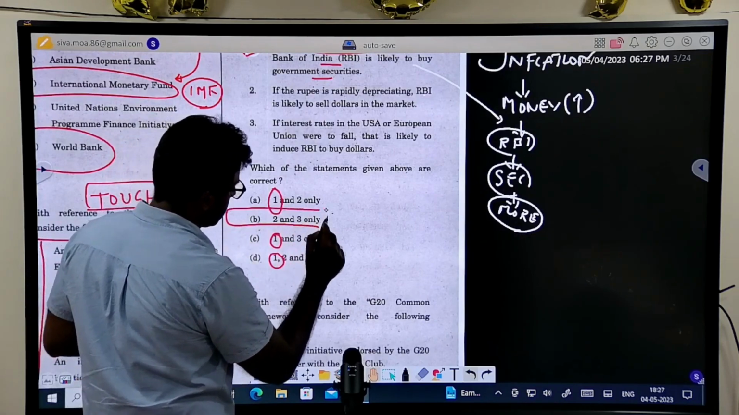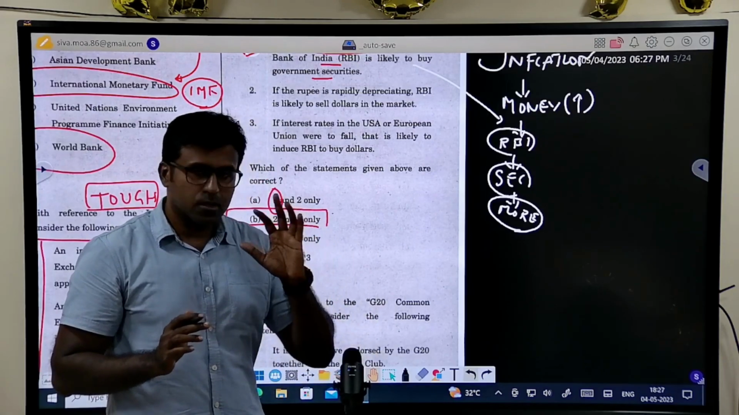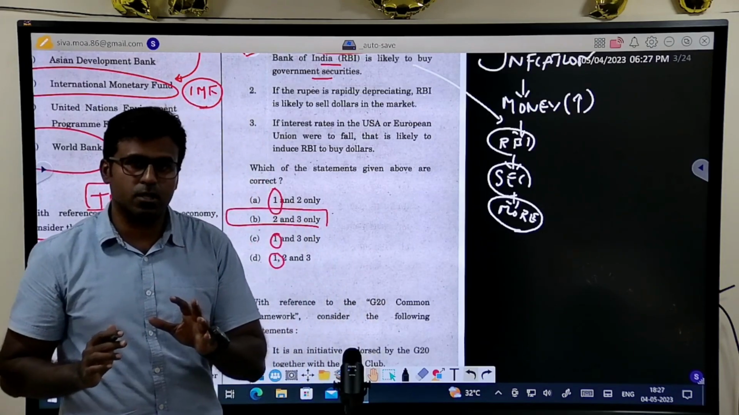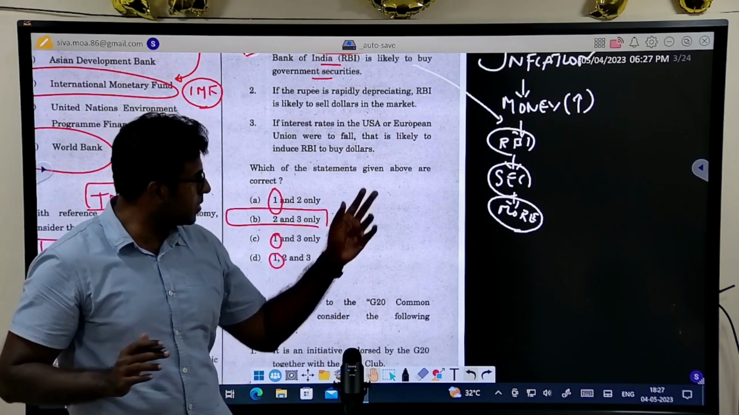So B is the answer. It is the simplest thing. That is the point I am talking about. Use this examination as a methodology for understanding logic. This is not a trick.